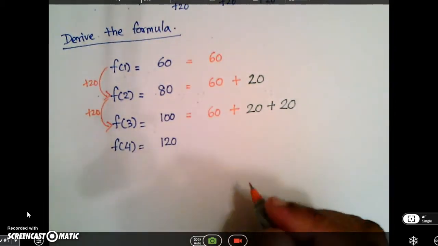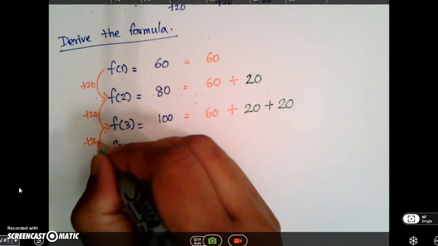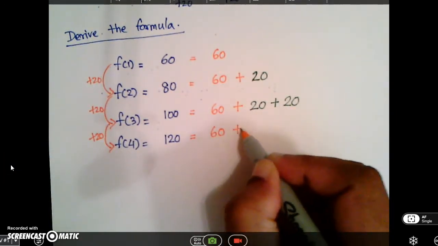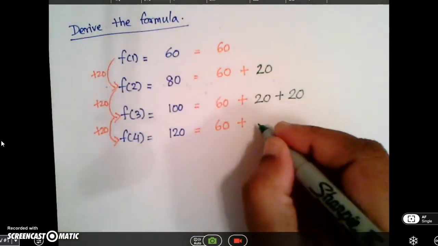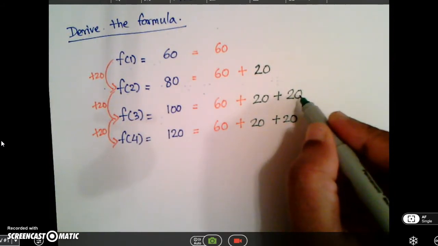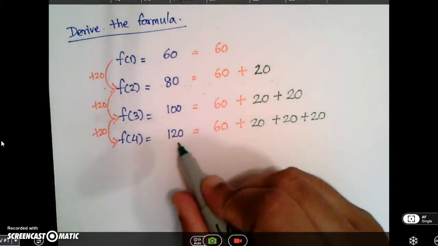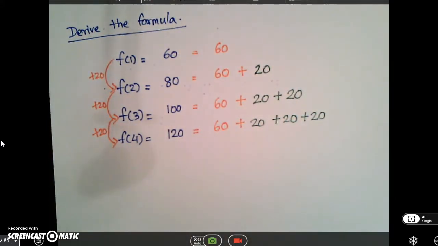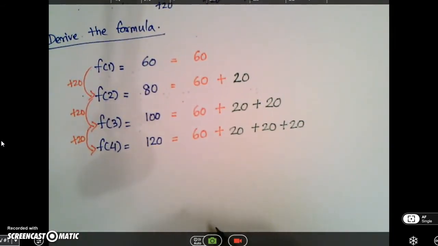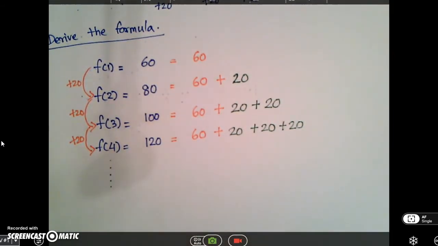That's how I get my 100, right? So when I go from third to fourth, I have to add another 20. So I'm starting with my first term, I'm adding a 20, and I'm adding another 20, which will give me up to here, and to get here I have to add another 20. That's why I'll get my 120. So you're seeing that pattern there. So I want to generalize this pattern so that I can write a rule for my f of n.